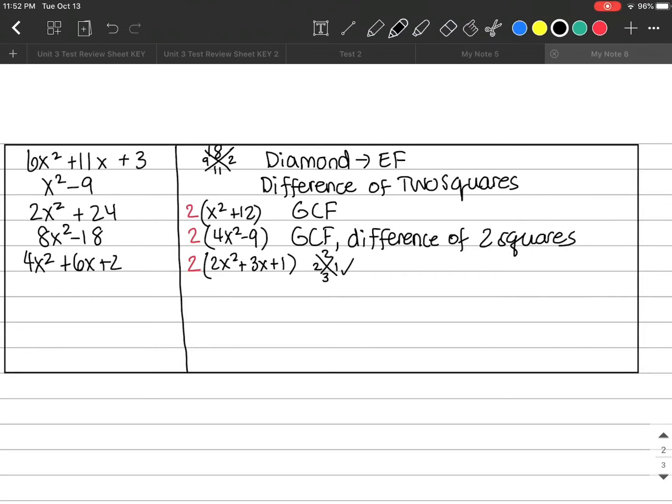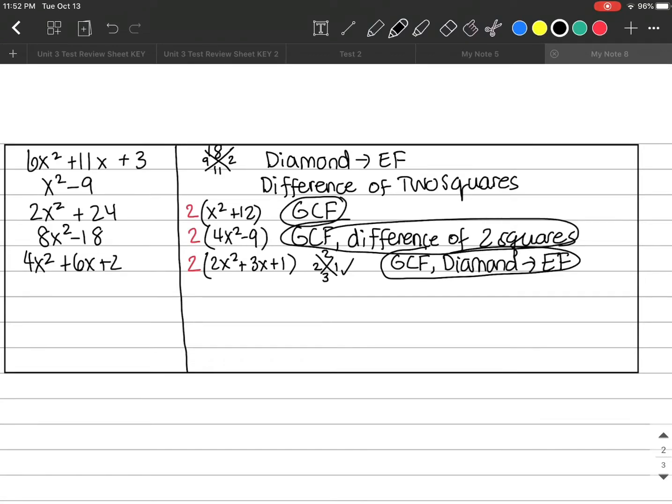So since the diamond works, this is first GCF because I have to pull out that 2 first. They all have something in common. And then after that, I would do diamond to expanded form. So this would be two examples, right? 2 different methods here as well. Just one method here, one method here, one method here.